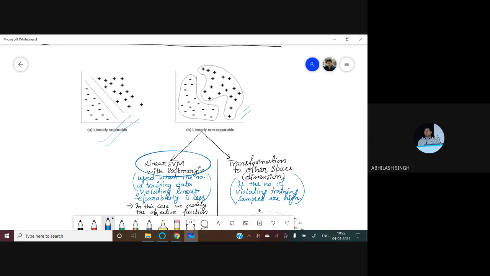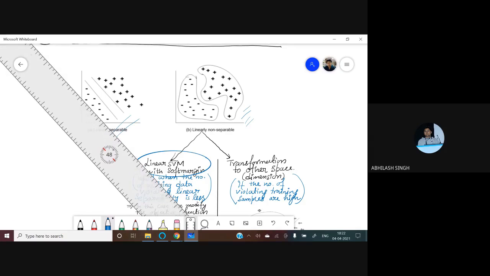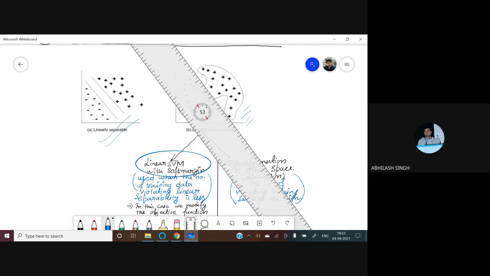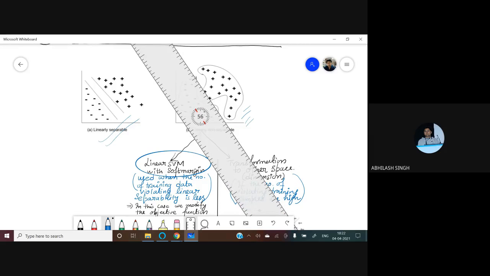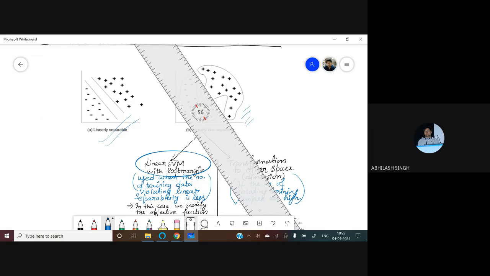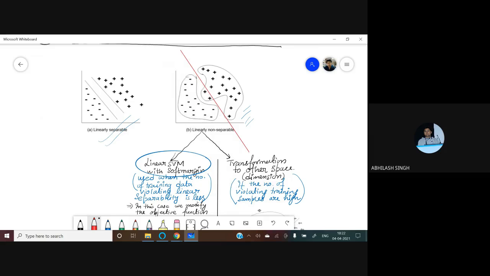Let me take this example only. Let me use the ruler. Let me go there. Let me rotate it a little bit. Okay. Let me try to draw a line that can separate. Yeah, so you can see.